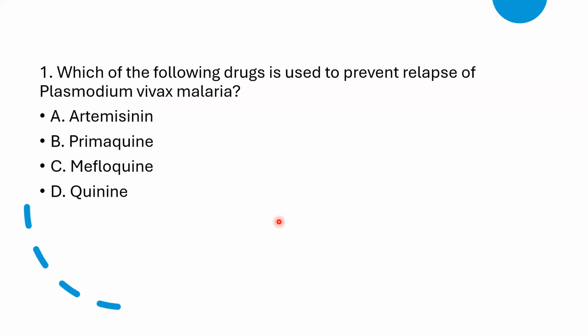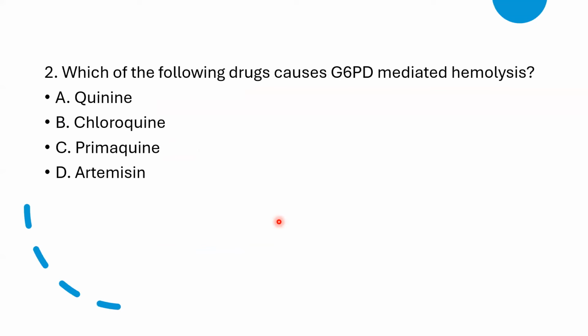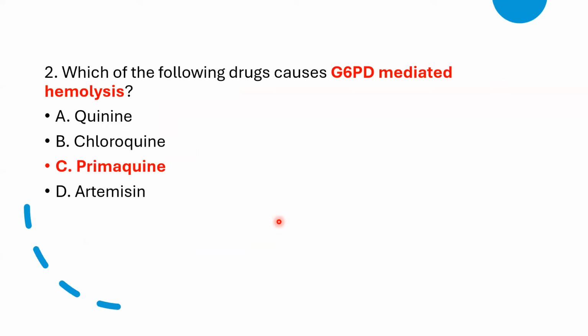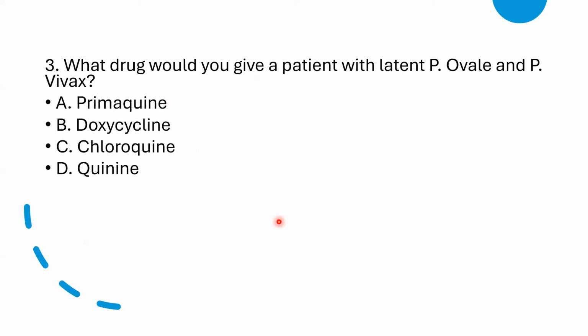So okay, which of the following drugs prevents relapse of the Vivax malaria? Like we said, relapse is because of the dormant forms, right? So PT is sleepy, okay? Next, which of the following drugs causes G6PD mediated hemolysis? P for primaquine, okay.